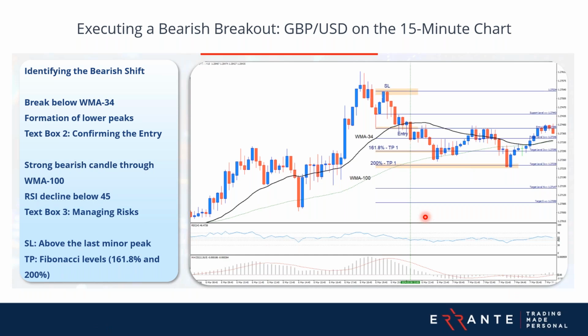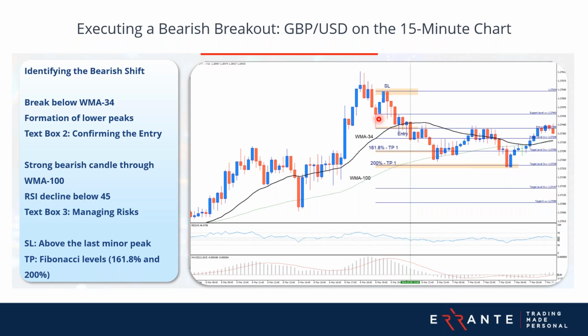Okay, let's proceed with bearish shift identification. In our chart here, you see the first sign of a potential bearish shift is the price breaking below the 34 period moving average, as we have here as the WMA 34, suggesting a loss of bullish momentum. We see the market forming progressively lower tops, which hints at increasing bearish sentiment. These tops or peaks become our points of reference for identifying the change in trend.